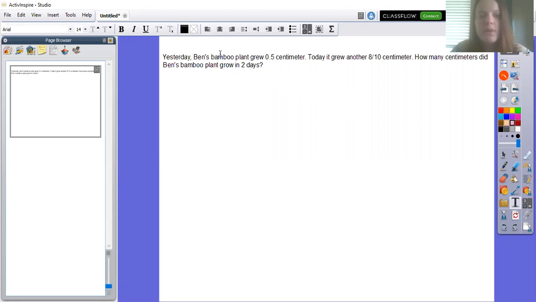So, yesterday, Ben's bamboo plant grew 0.5 centimeters. Today, it grew another 0.8 centimeters. How many centimeters did Ben's bamboo plant grow in 2 days? So we know how much it grew yesterday and how much it grew today. So we are trying to find the total of what it grew in both days. So let me grab my pen.